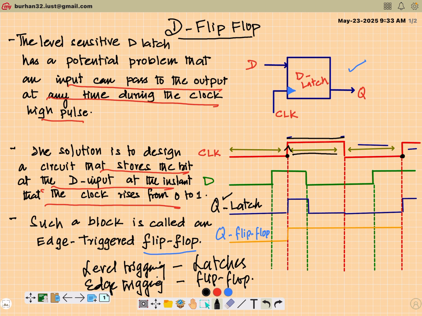Fine. So next we'll be discussing how to achieve this edge triggering. How can I make these memory circuits react to only one point? There are many ways of achieving this. So we'll be discussing one method, which is a master-slave configuration, in the next video.